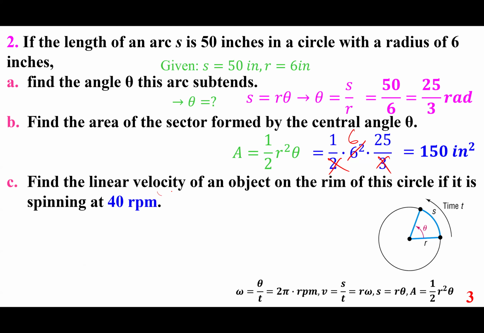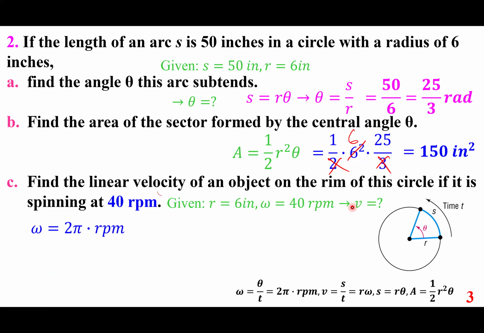Find the linear velocity of an object on the rim of this circle if it is spinning at 40 RPM. RPM is revolutions per minute, or RPS, revolutions per second. So how many revolutions? A complete revolution is 2 pi. So if we have 40 of them, then it's the product of the two. So given r equals 6 inches, omega is 40 RPM, and then velocity.